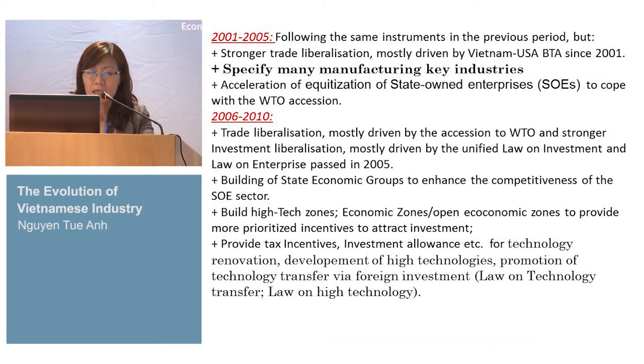In this period, instruments such as tax incentives and investment allowances were also given to technology renovation, to develop high technologies and to promote technology transfer via foreign investment. In this period, some laws were passed, for example, the law on technology transfer and the law on high technology.